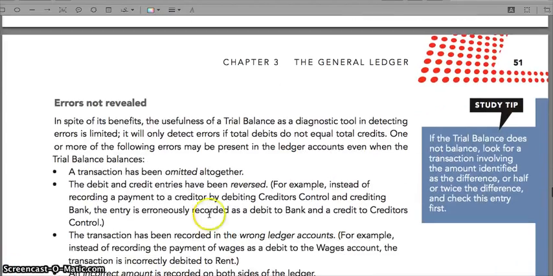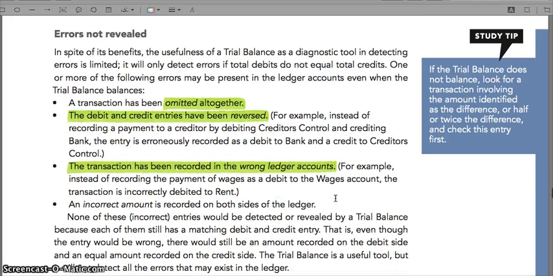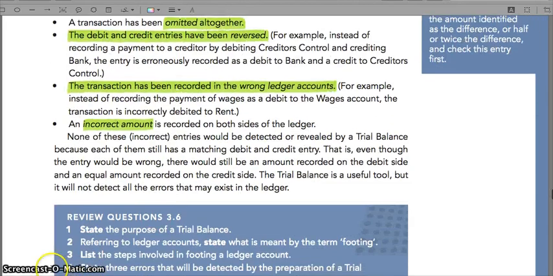A couple of errors that it doesn't pick up, obviously: it doesn't pick up transactions that have been omitted altogether. That's pretty much a given, isn't it? If you've mucked up the debit and credit entries, so they've been reversed, it's not going to pick that up. And if a transaction is totally recorded in the wrong account, so for example, you're paying wages and you've recorded it as rent, or the incorrect amount. That's the other error that it won't reveal.